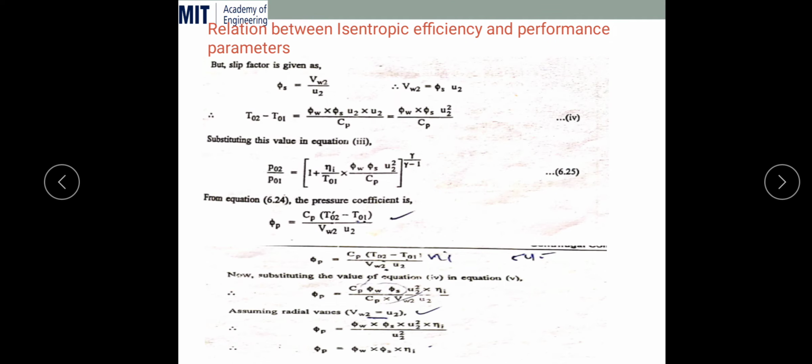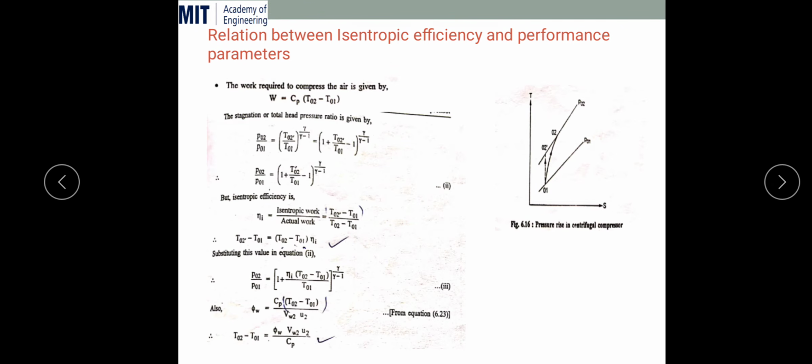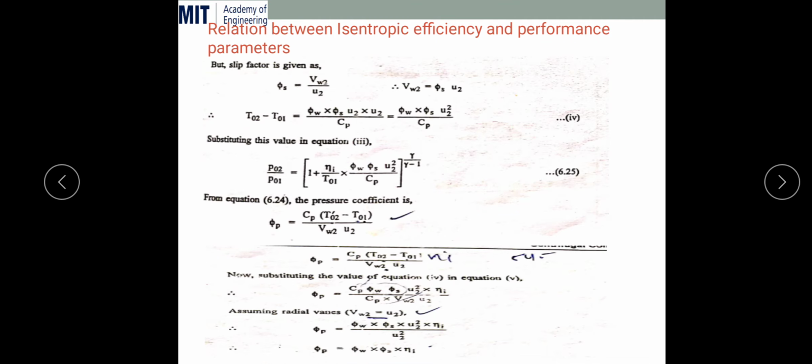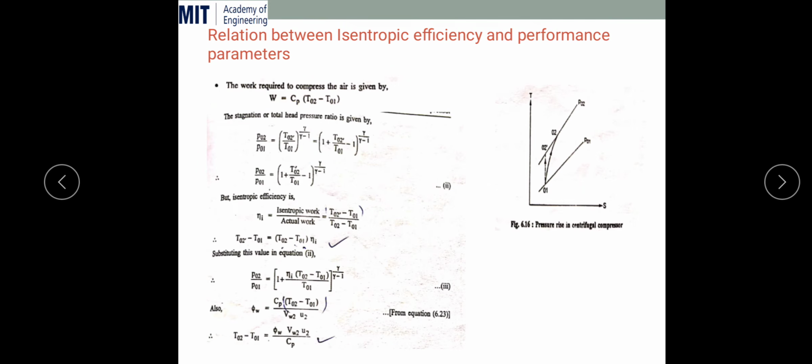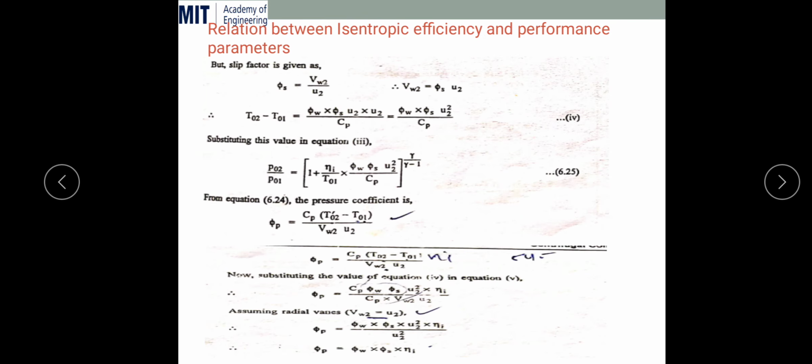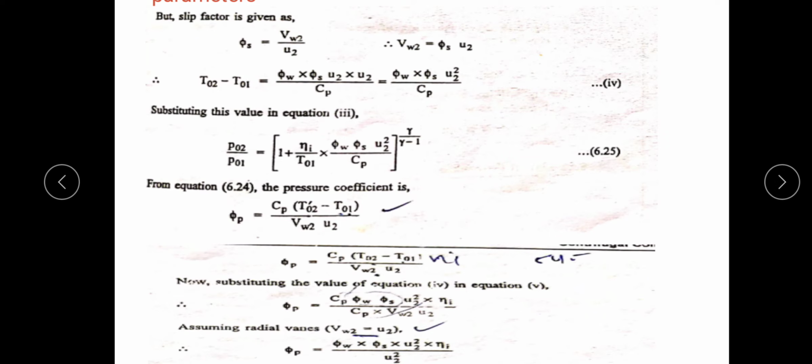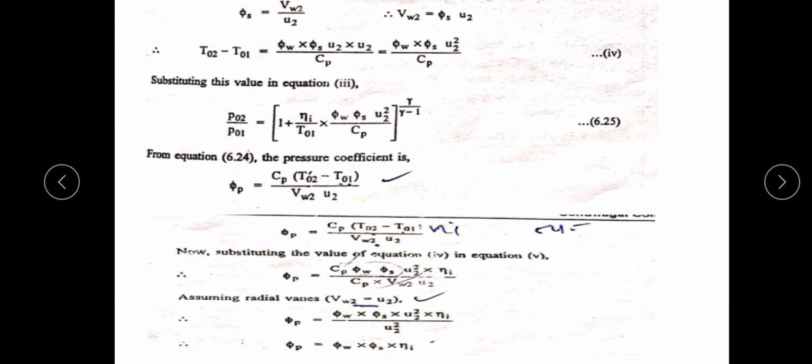Again you have to substitute these values of T02 and T01 in equation number 3 over here. Okay, so by substituting in equation number 3, that is P02 upon P01, we will get this equation for P02 minus P01 as shown in the screen. Then we have to define the pressure coefficient, that is isentropic work upon the actual work. T02 dash minus T01 we can put as T02 minus T01 into isentropic efficiency, by definition of the isentropic efficiency.